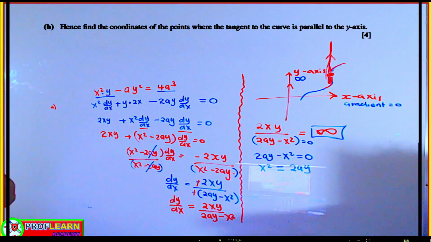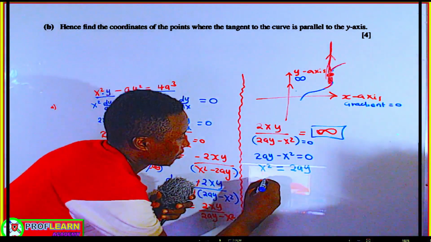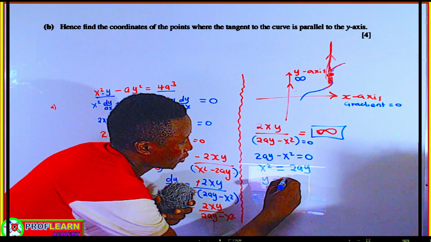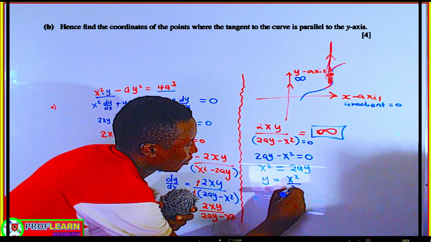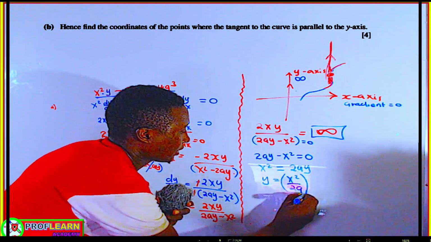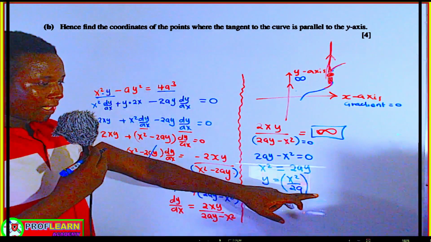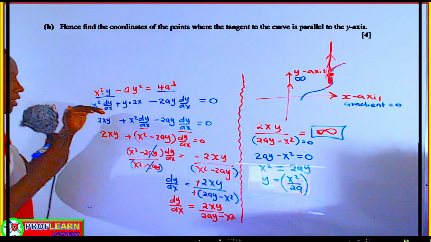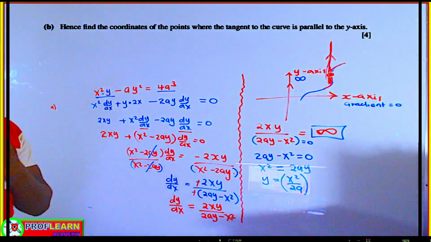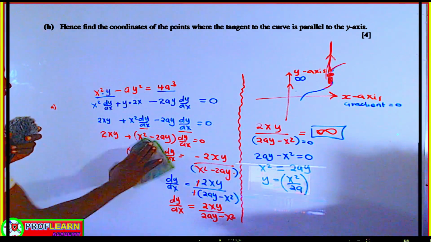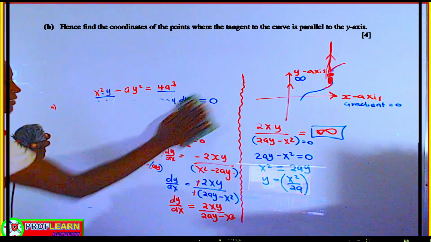All right. So from this given point, maybe we write our expression in terms of y, and we can now say y is equal to x squared over 2a, so that we substitute this value of y into the original equation so that we can solve and get our answers.